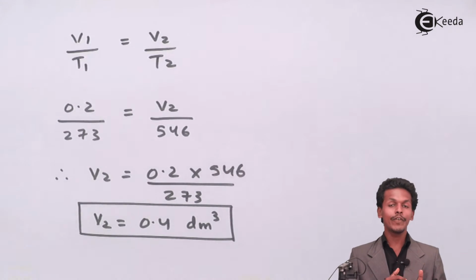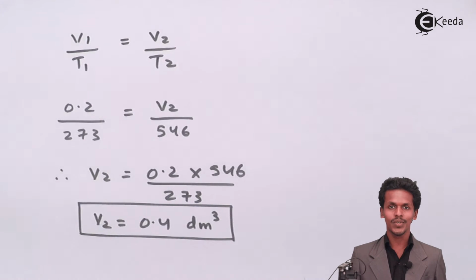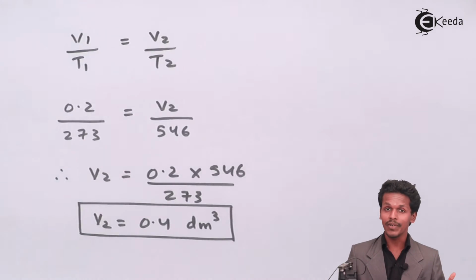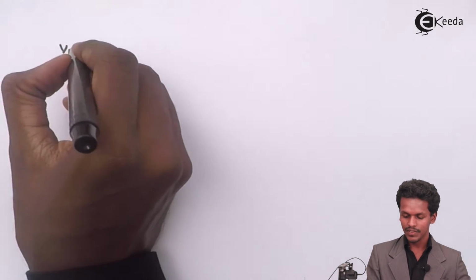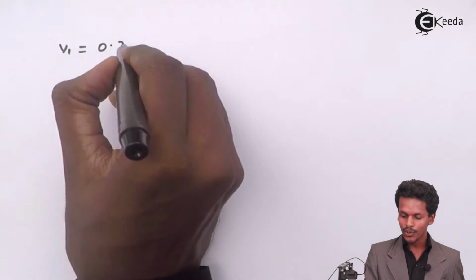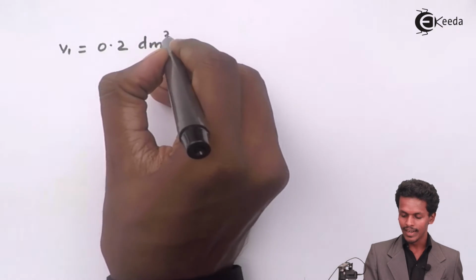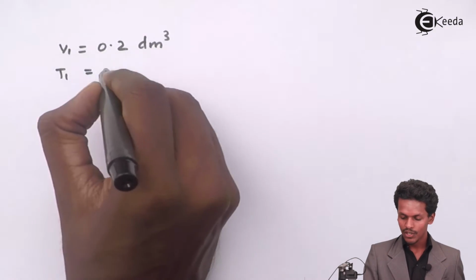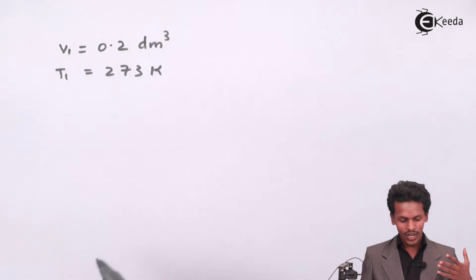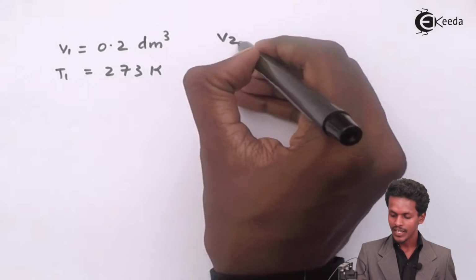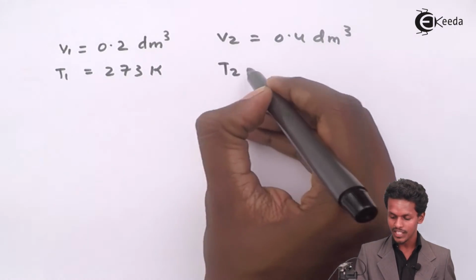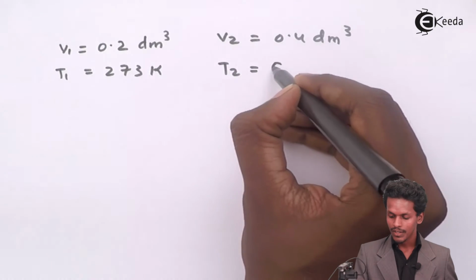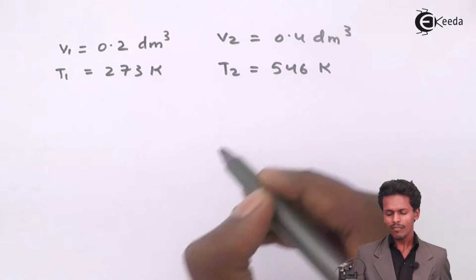This is the answer we got by using Charles law. But you should always be sure whether you are correct or not, so I am going to compare the data under the different conditions. The initial volume V1 was 0.2 dm cube at a temperature of 273 Kelvin. Now I have got V2 as 0.4 dm cube, where the temperature is doubled, around 546 Kelvin.